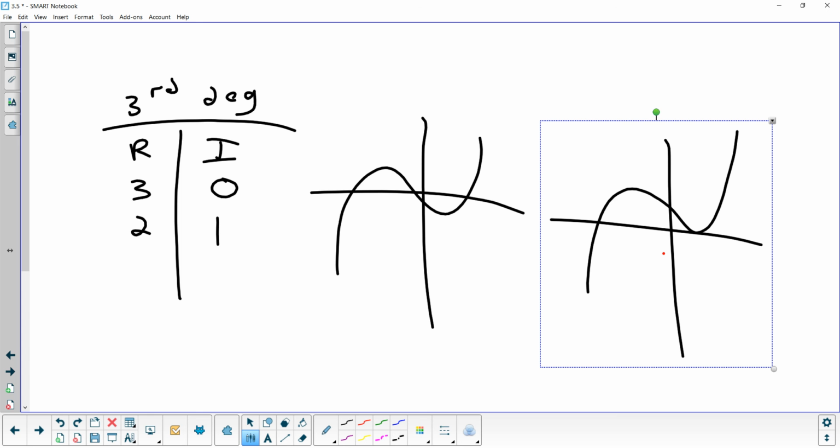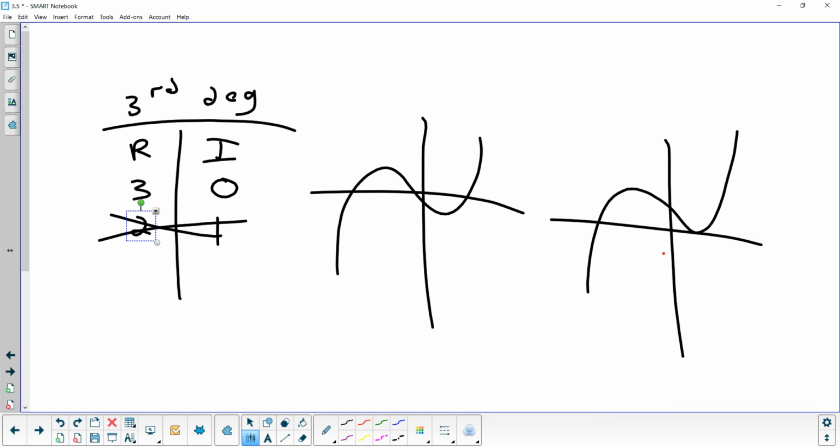There's 2 of them. They always occur in pairs. So, is that possible? No. You have to get 3 solutions, but there's no way you could have 2 real and 1 imaginary.